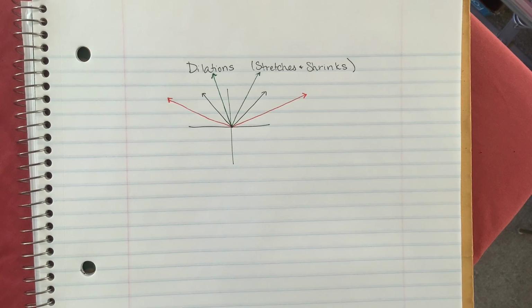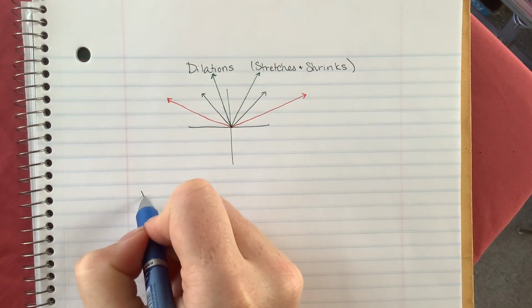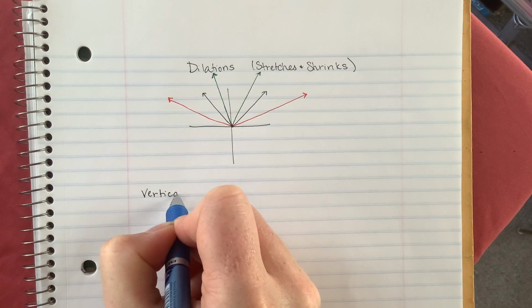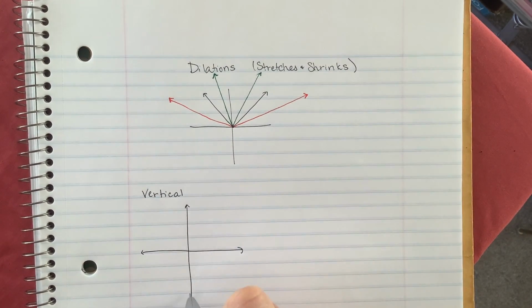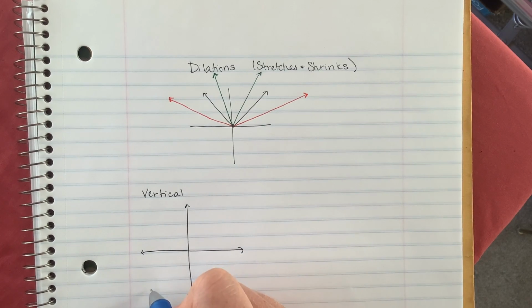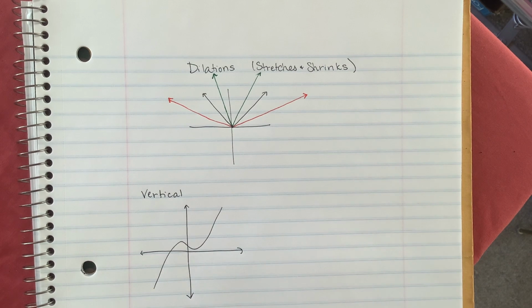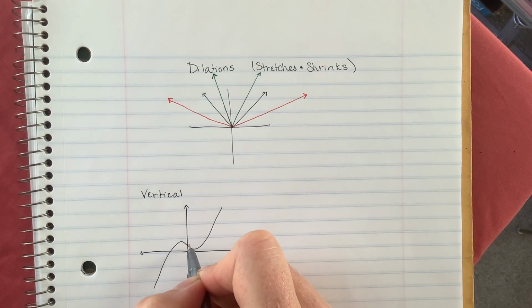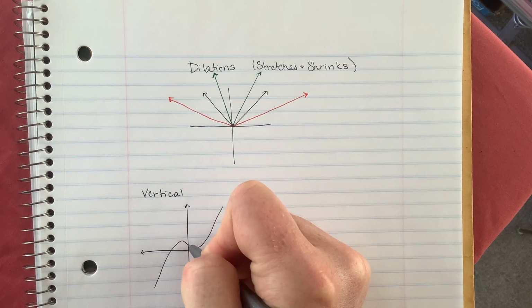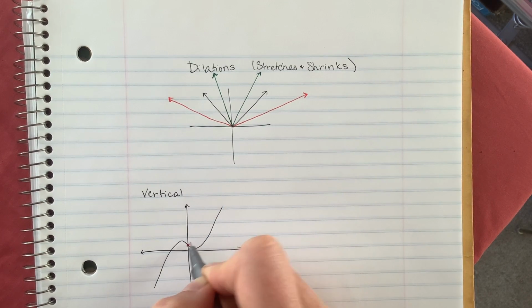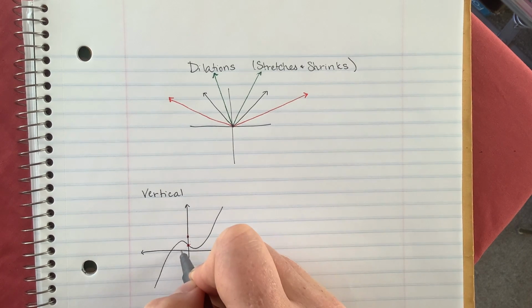So let's look at vertical stretches and shrinks first. So if you have a function f of x, what a dilation vertically would look like is that every y value is multiplied or divided by the same thing. So if we wanted to do a dilation of a factor of 2, you would take each y value and multiply it by 2.